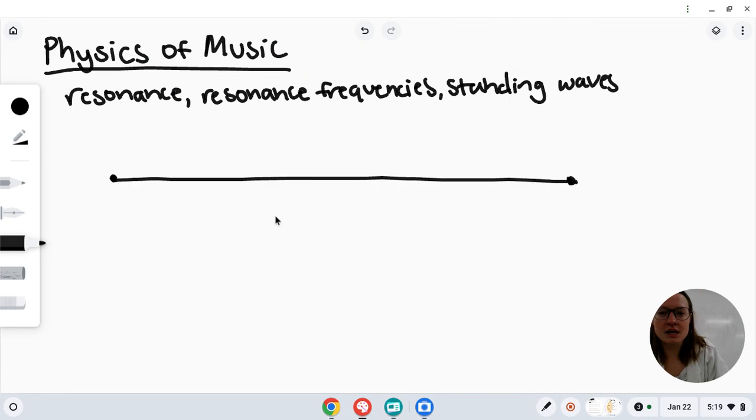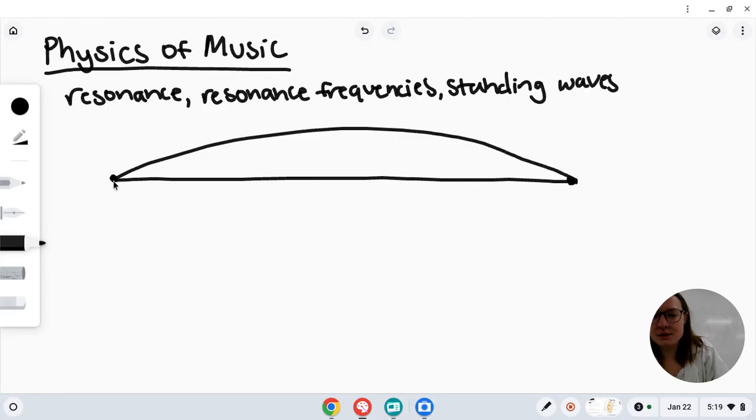If I took the string and I pulled it back and I let it go, that string would then begin to oscillate. So the string would go up and down, and sometimes it would go up and end up like this. Other times it would go down and it would end up like this.